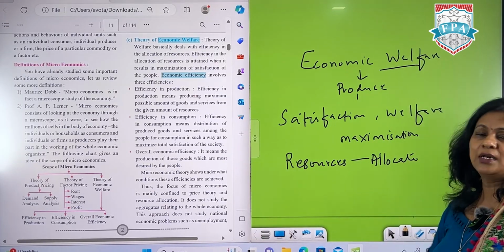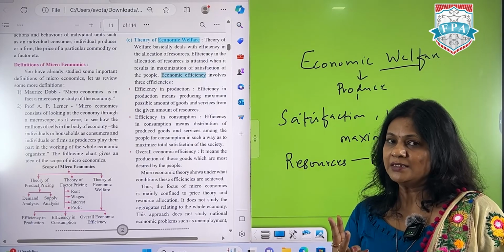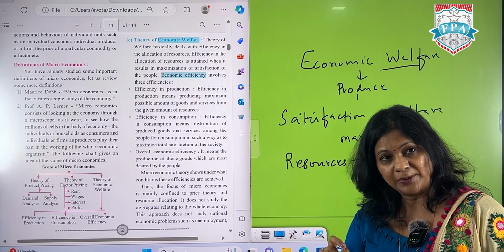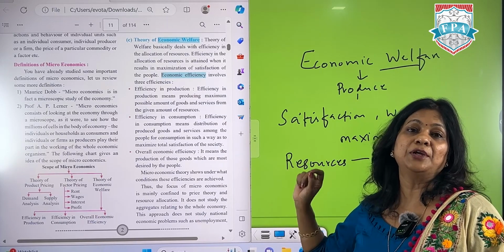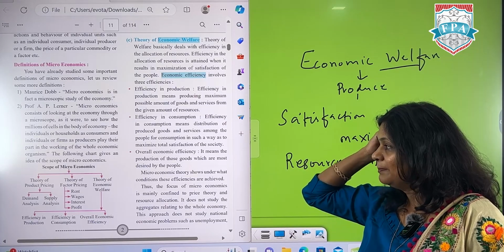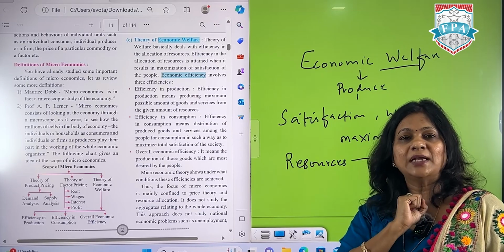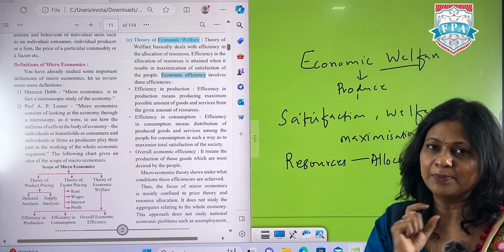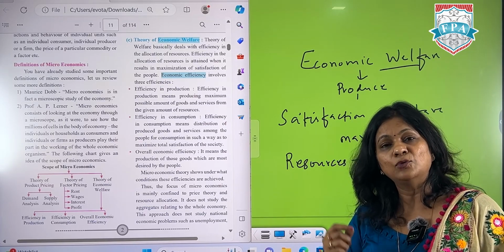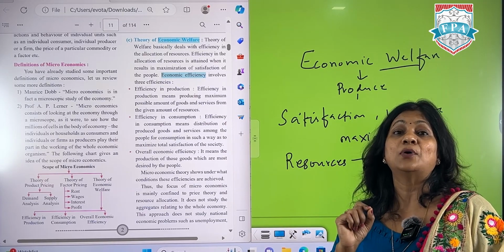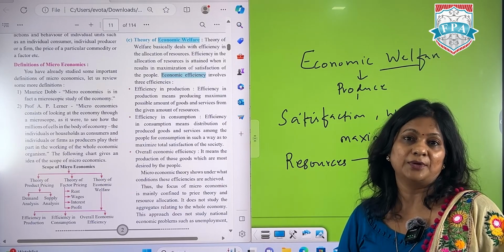So if you get a question on the scope of microeconomics, please remember 3 things: theory of product pricing P, theory of factor pricing F, theory of economic welfare. So please remember PFE, right? Under product pricing, remember DS, demand and supply. Under theory of factor pricing, please remember WIPR. W is for wages, I is for interest, P is for profit, and R is for rent.